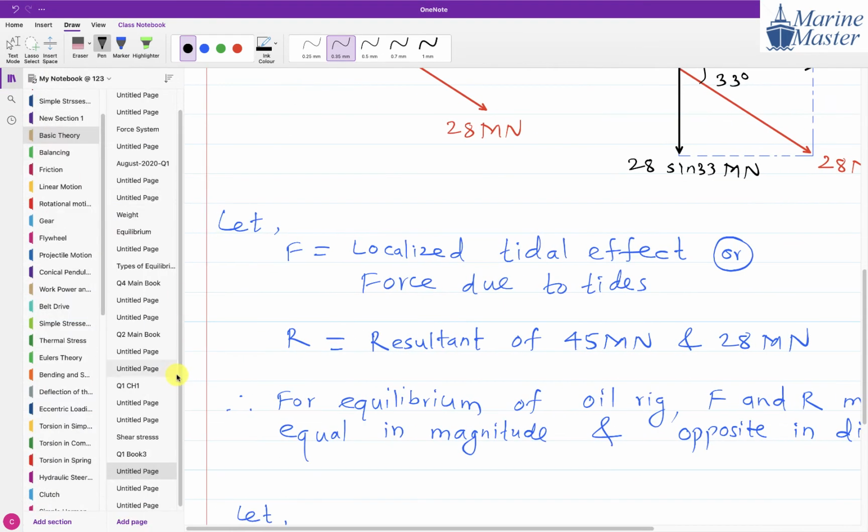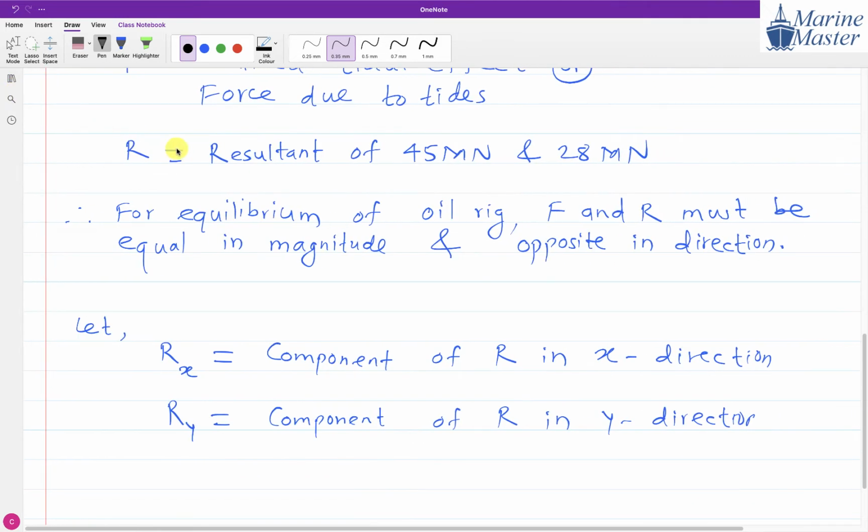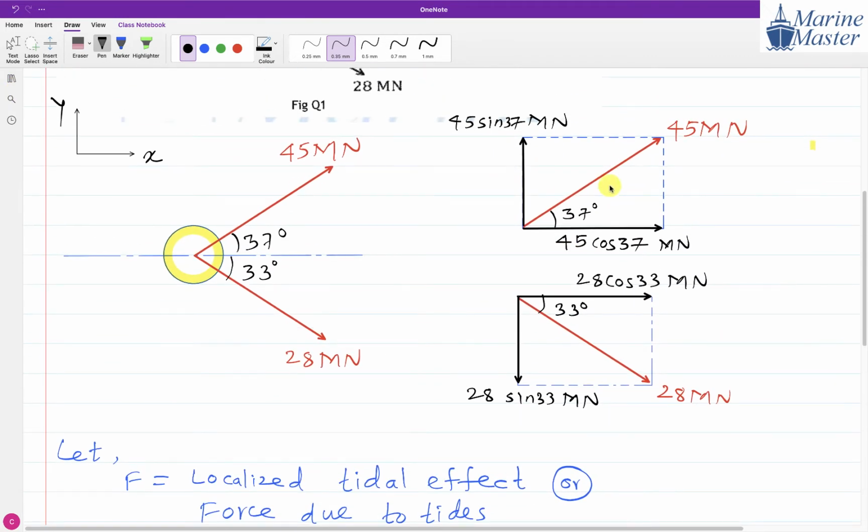See, our target is to find F. But to get F, first of all we need the value of R. And by using R, we will get F. For R, we need its two components, Rx and Ry. And to get Rx and Ry, we need the components of these two forces, 45 meganewton and 28 meganewton. That's the purpose of this.